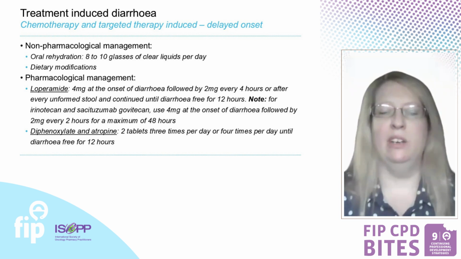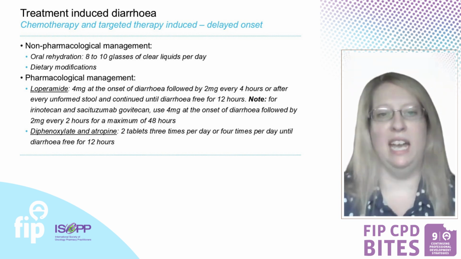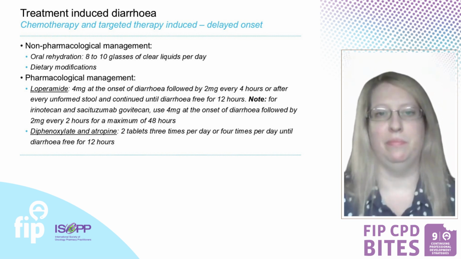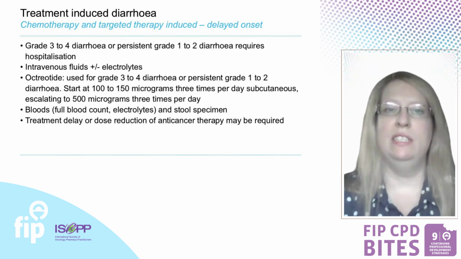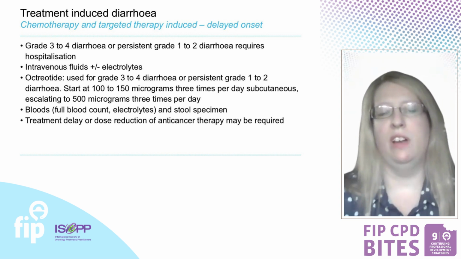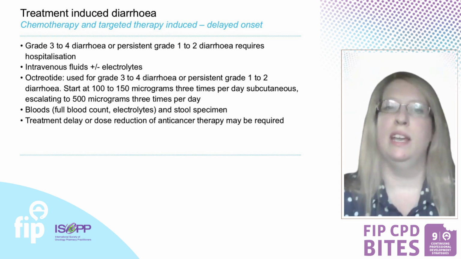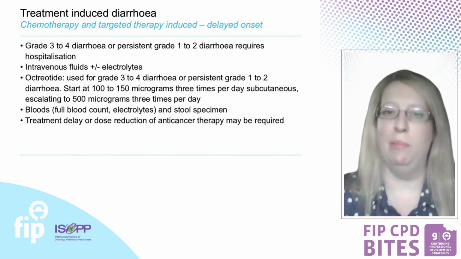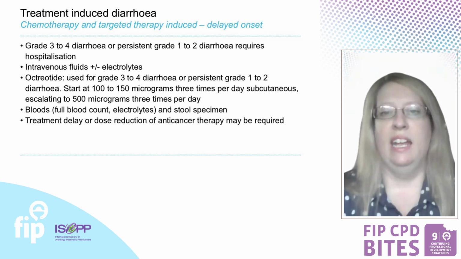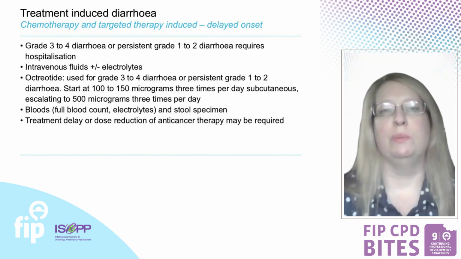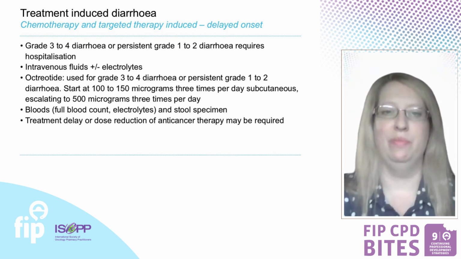Diphenoxylate and atropine can also be used at a dosing of 2 tablets 3 to 4 times per day until diarrhoea-free for 12 hours. If diarrhoea increases to grade 3 to 4, which is defined as 7 or more episodes of diarrhoea in a 24-hour period, or if the diarrhoea is persistently grade 1 to 2, hospitalization is required.